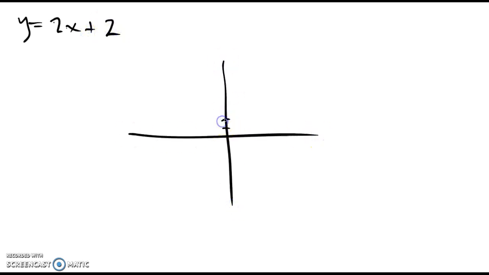And what that means is we're crossing the y-intercept at 2, we're rising 2, and we're running 1, and our line is going to look something like this.